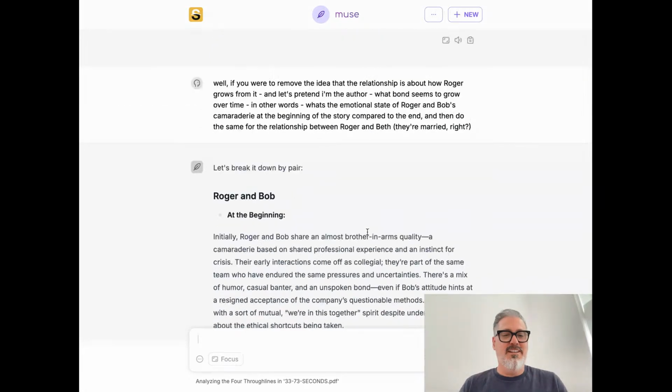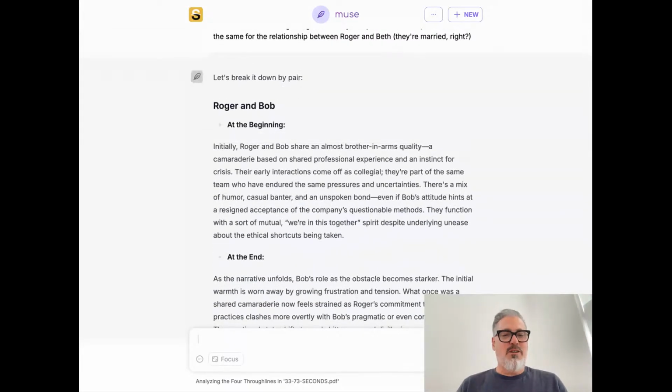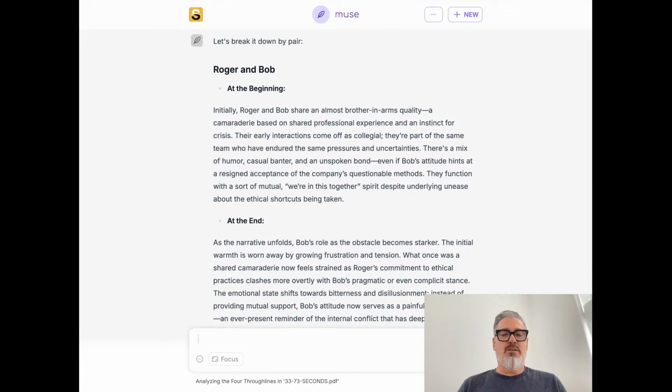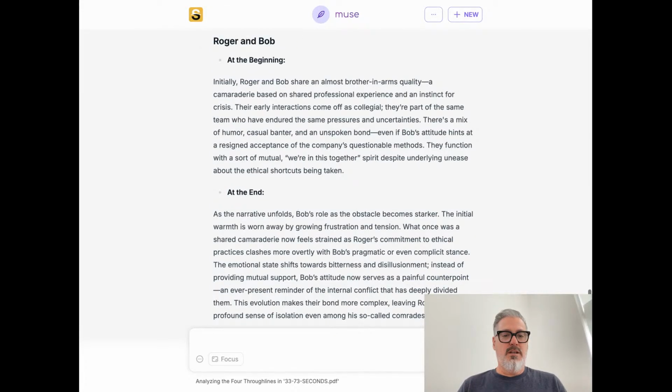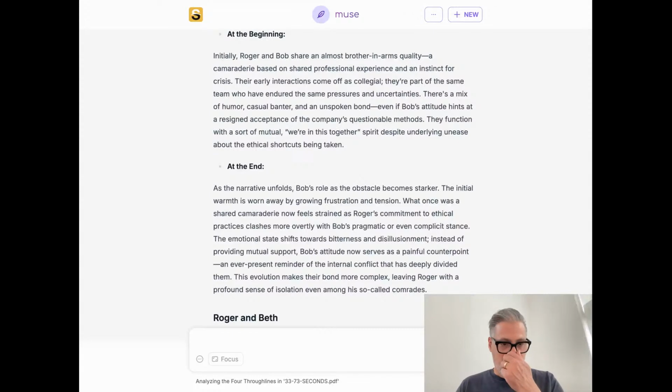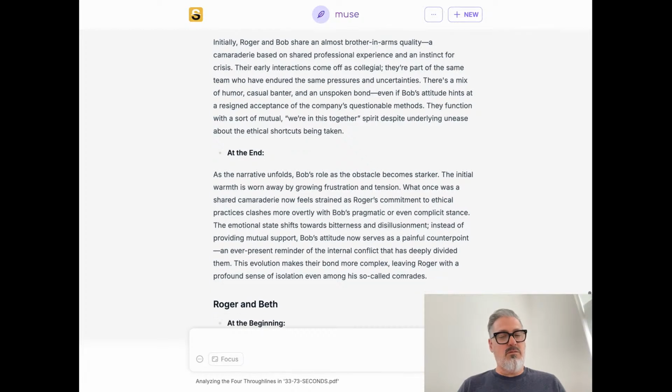Okay. Right. All right. Roger and Bob. Initially, Roger and Bob share an almost brother in arms quality. At the end, as the narrative unfolds, Bob's role as the obstacle becomes starker. The initial warmth is worn by growing frustration and tension. What once was a shared camaraderie now feels strained. The emotional state shifts towards bitterness and disillusionment. That feels more like a relationship growth, which is my recollection of it.